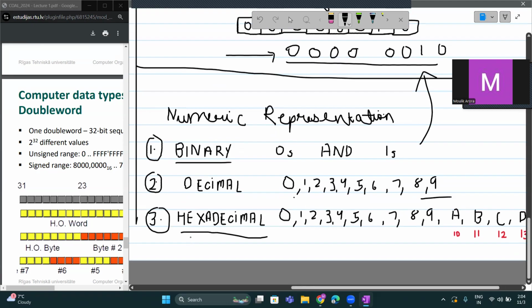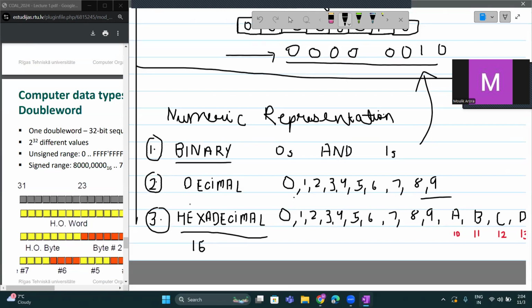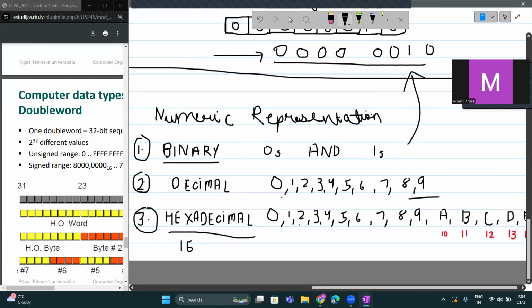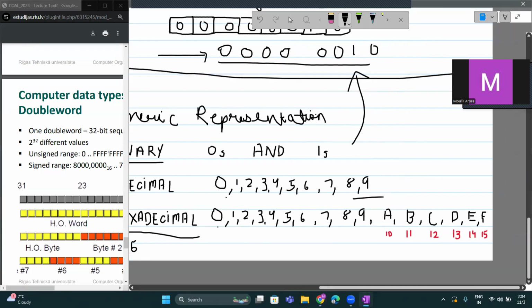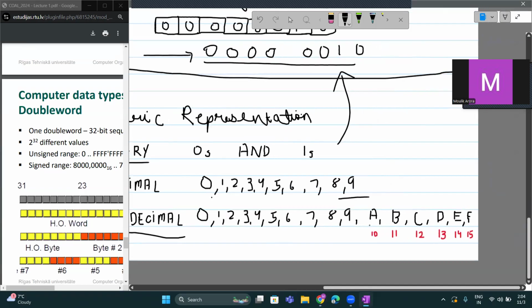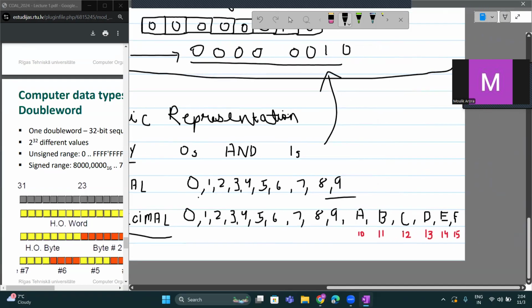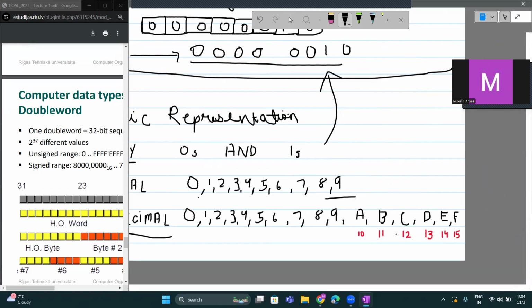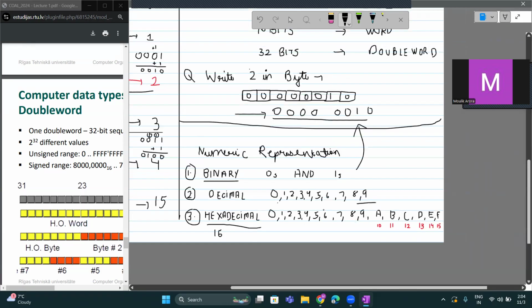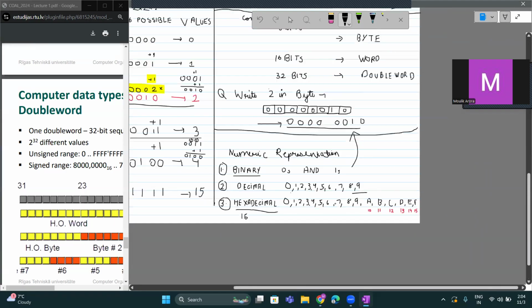In hexadecimal, there are 16 possible values, and instead of working with tens, with 10 numbers, we work with 16 numbers. So how do we represent the extra numbers? First of all, 0 to 9 is just simple numbering, and after that it's alphabets. So 10 is A, 11 is B, 12 is C, 13 is D, 14 is E, and lastly 15 is F. So hexadecimal works like this.